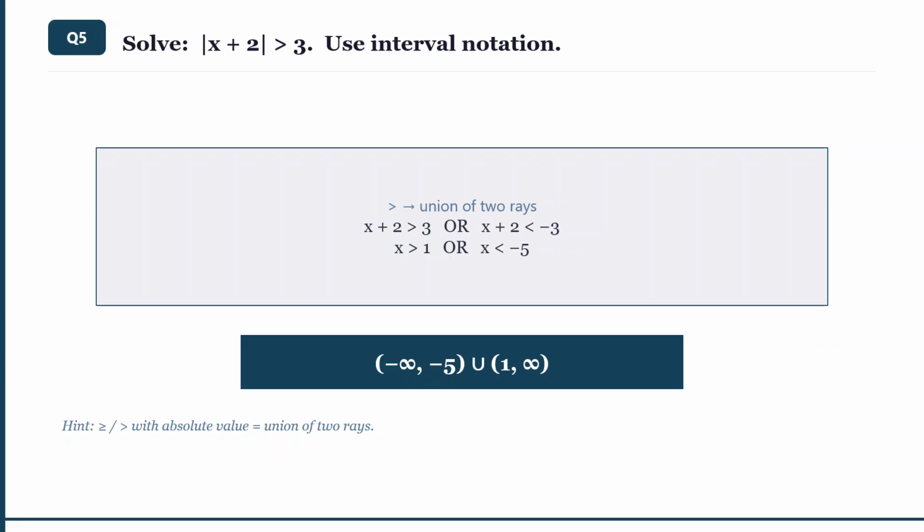Rewrite as x plus 2 is greater than 3, or x plus 2 is less than -3. Solve each. X is greater than 1, or x is less than -5. In interval notation, open parens on infinity and on the strict inequality endpoints, joined by the union symbol. This drills the structural pattern that greater than becomes union, two disjoint rays.